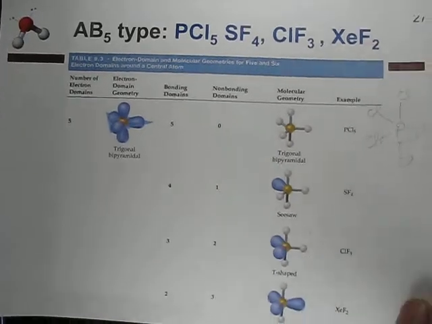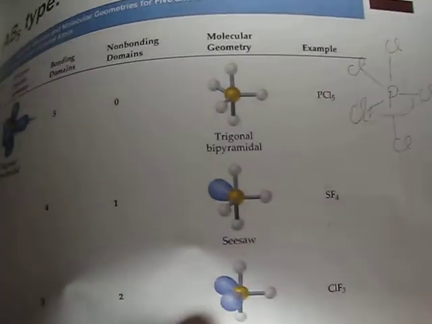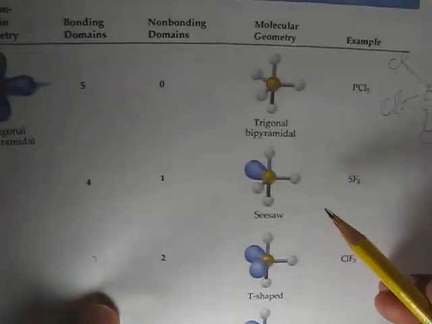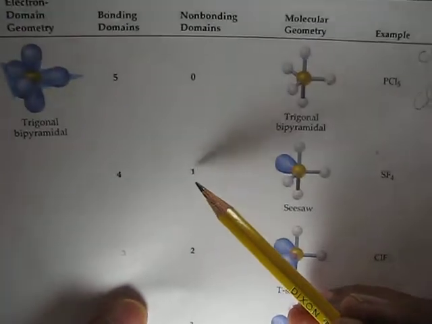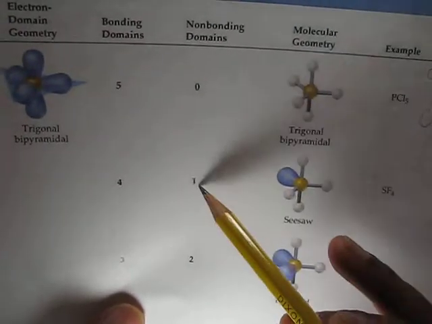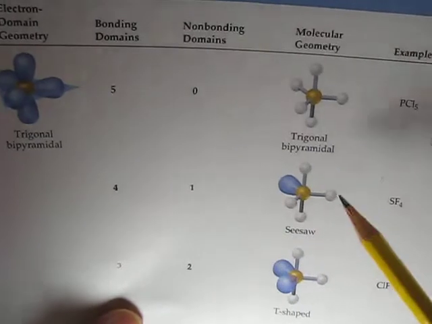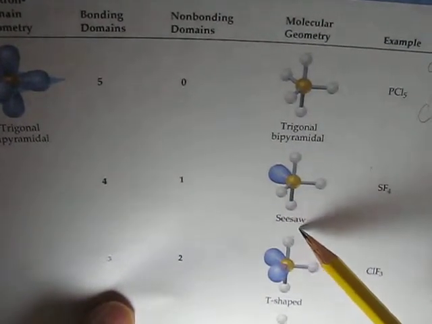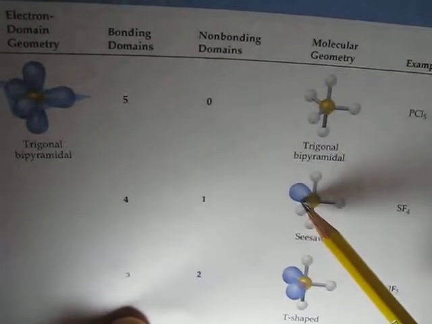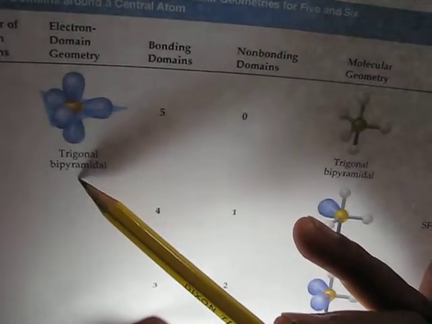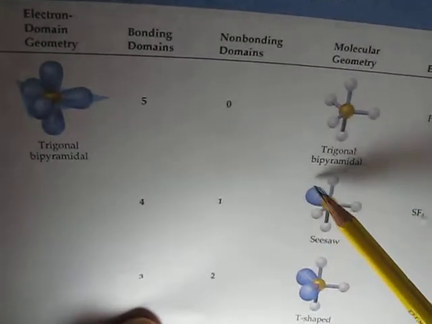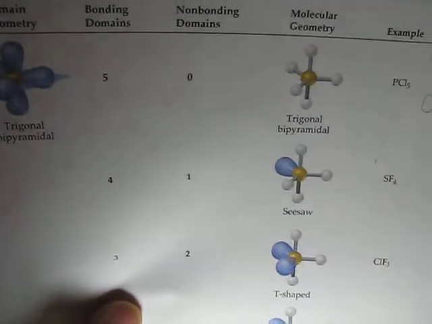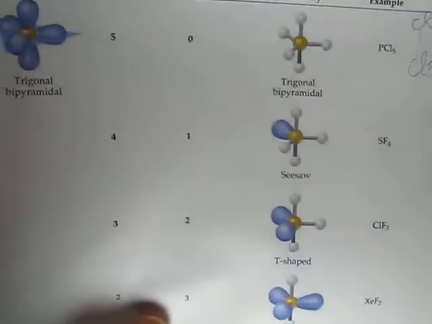But in the case of SF4, sulfur tetrafluoride, when you write down the Lewis structure, you will notice that there is one lone pair, or one non-bonding domain, and 4 bonded domains. So because of the one lone pair, this becomes a seesaw structure. The electron pair domain geometry will still remain the same, trigonal bipyramidal, 1 2 3 4 5, but the molecular shape becomes seesaw.